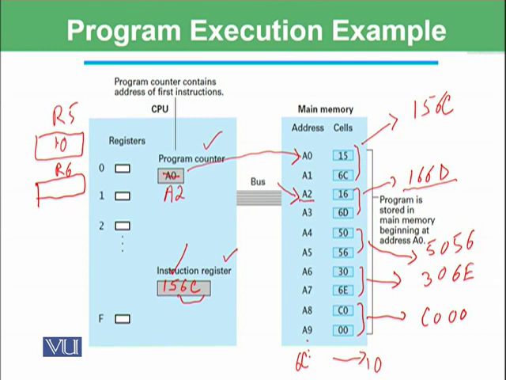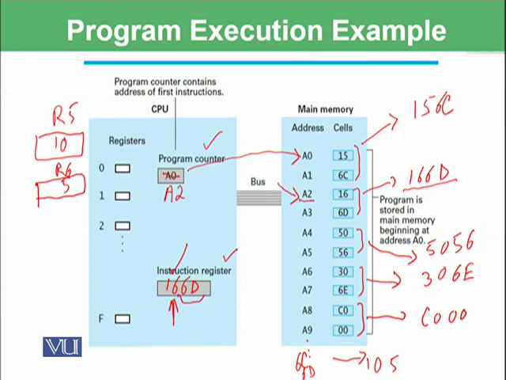Next time the instruction will be fetched from A2, that is 166D. So the instruction register now will have 166D. And what does it mean? Again, there is a starting 1, which means load. Where to load? At register number 6. And from where to load? From the address in the main memory, that is 6D. So for example, there is another address 6D here. Suppose there is a value of 5 in 6D. That value 5 will be loaded into register number R6.